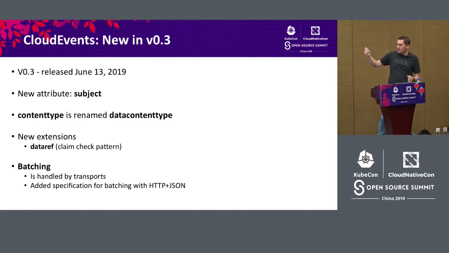So for example, let's say the source is a GitHub repo. Maybe the subject is the PR, right? Because maybe a new PR got generated, that's the event. So that's the relationship between the two. We renamed content type to data content type because there was some confusion there, especially in HTTP, because people didn't understand the difference between the HTTP content type header versus the CloudEvent content type header. We added the word data in the front of it to make it clear this is about the content type of the data attribute itself, meaning the body.